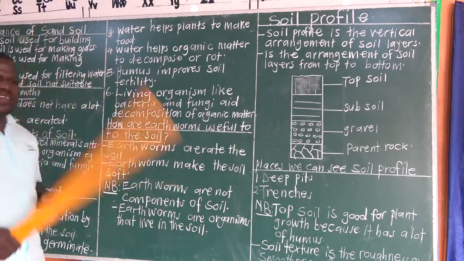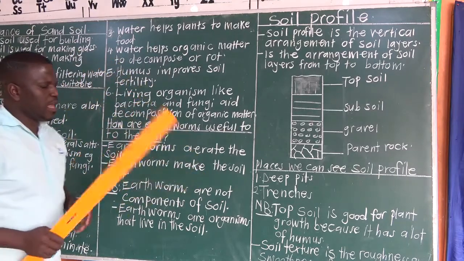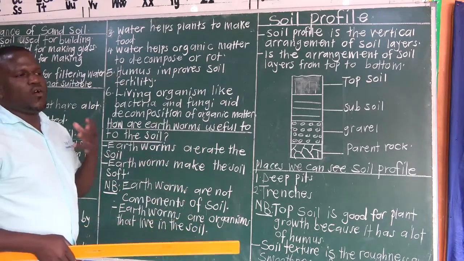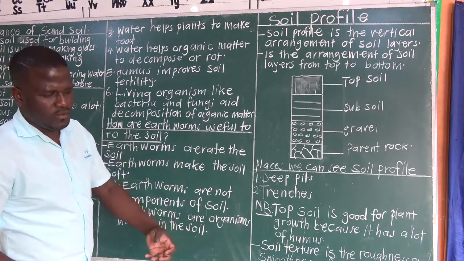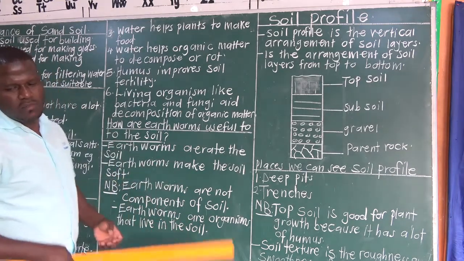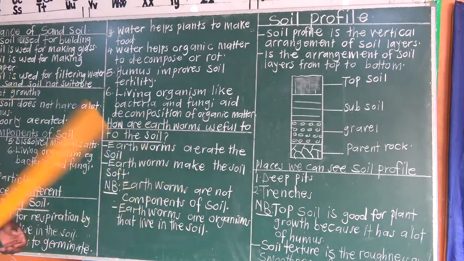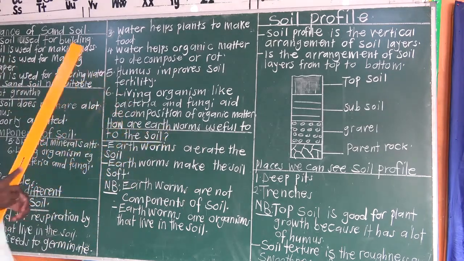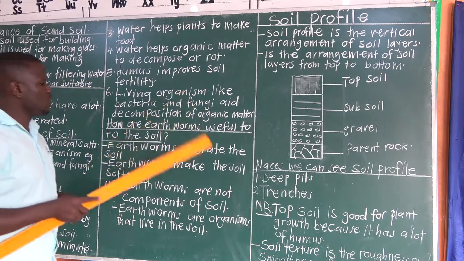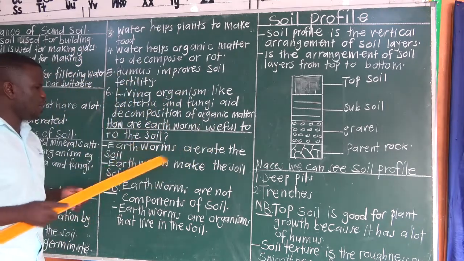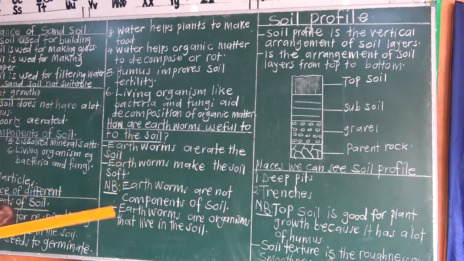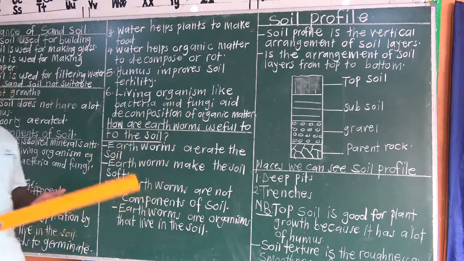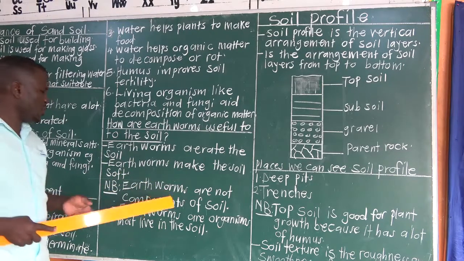I told you, earthworms are not components of soil. Earthworms only help to aerate the soil. They are just organisms which only live in the soil. So earthworms living in the soil does not make them to be components of soil. Let's see how earthworms are important in the soil. How are earthworms useful to the soil? Earthworms aerate the soil. Then earthworms also make the soil soft.